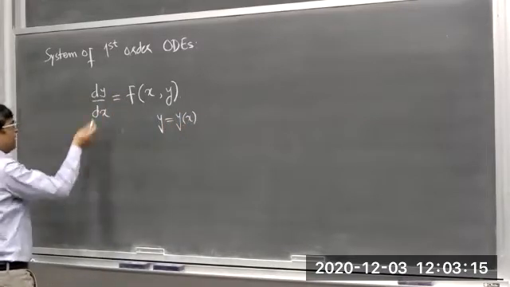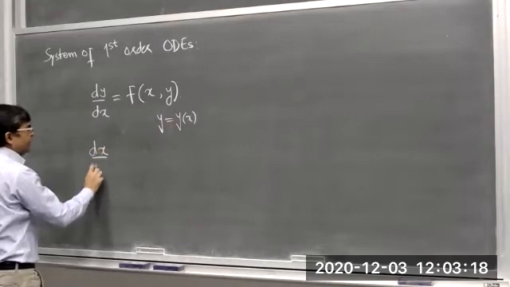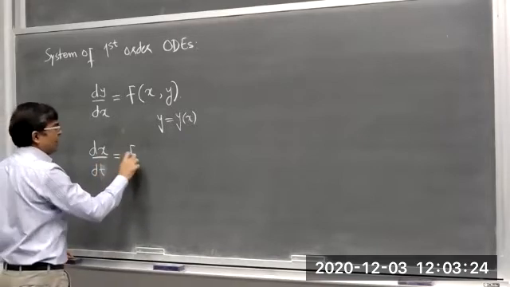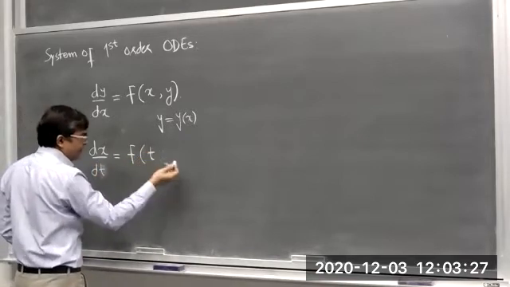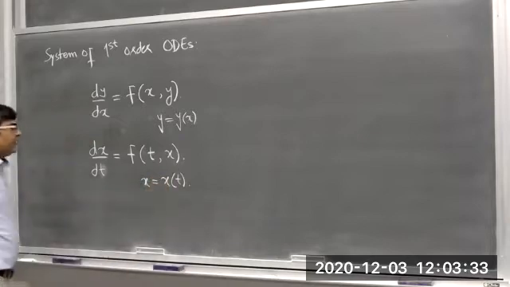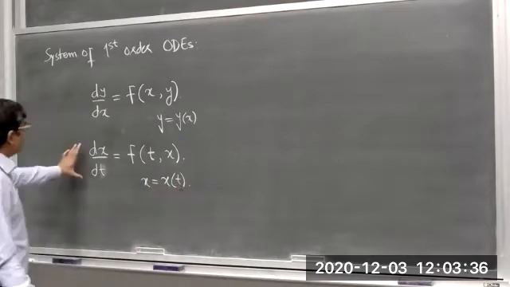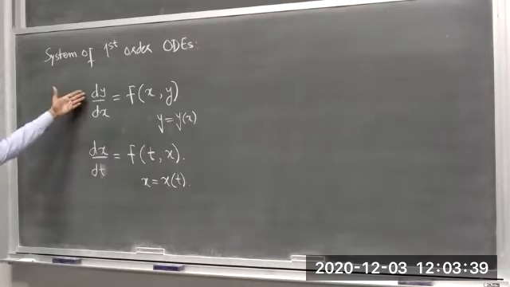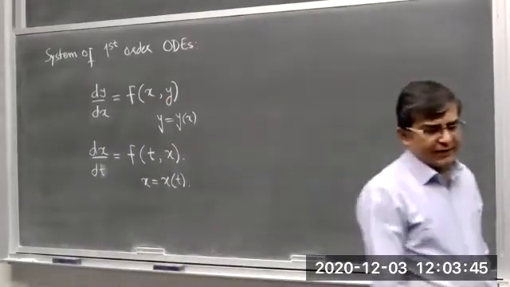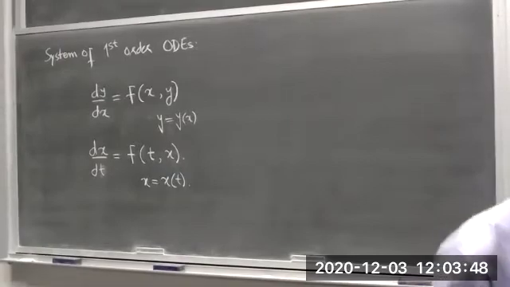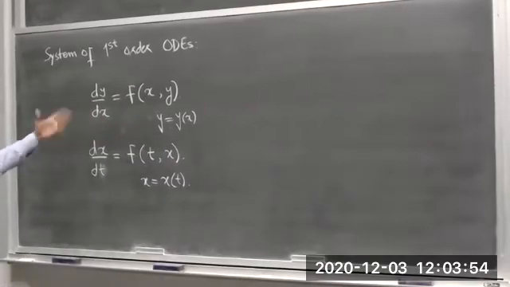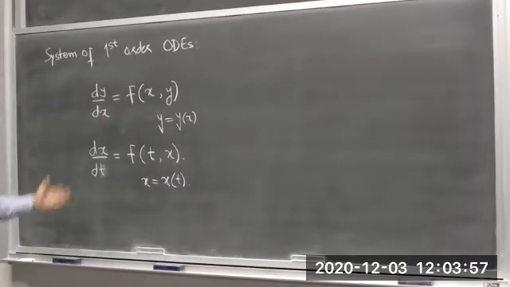You can write in some other variables, for example, dx by dt is equal to some function f of t and x, where x is the dependent variable and t is the independent variable. In physics, we usually use this notation, and in mathematics, we usually use the other notation. So this was the first order ODE, and we know how to solve it. It includes different techniques which can solve linear and nonlinear first order ODEs.